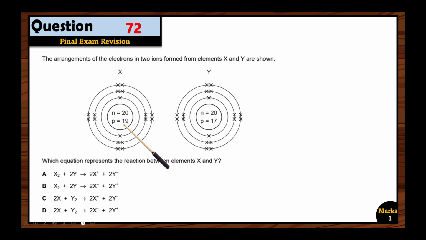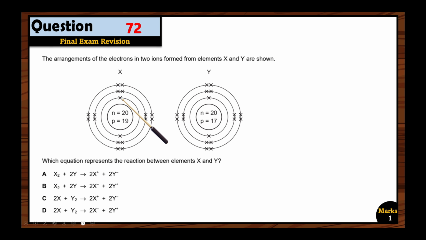What is the proton number here? It is 19. But how many electrons should be here? It should also be 19. But let's count how many electrons it has. 2, then 8, and then 8. So 8 and 8, how many? 16, right? 1, 2, 3, 4, 5, 6, 7, 8. 8 and 8 is 16, right?